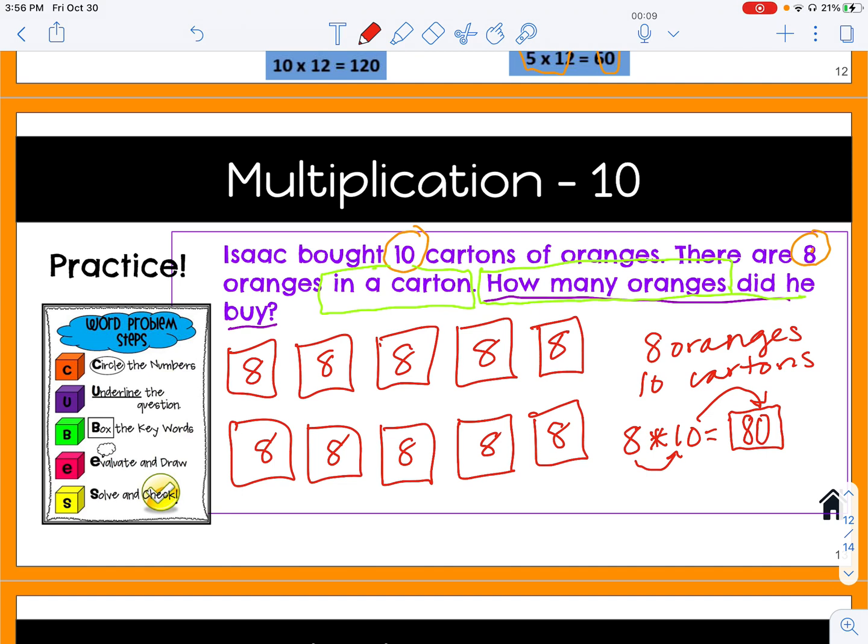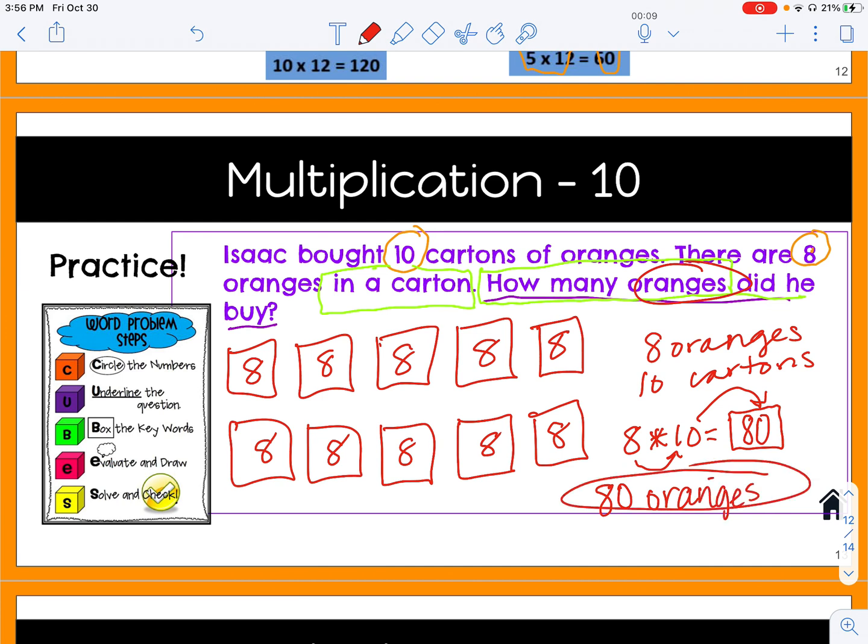I want to actually go back and double check that I did that correctly. So let me see. 8 oranges, 10 cartons. Yep, I did everything that the problem asked me to do. Okay, what am I looking for? Oranges. So this is going to be my label. Okay, I did it right. So my answer is going to be 80 oranges.